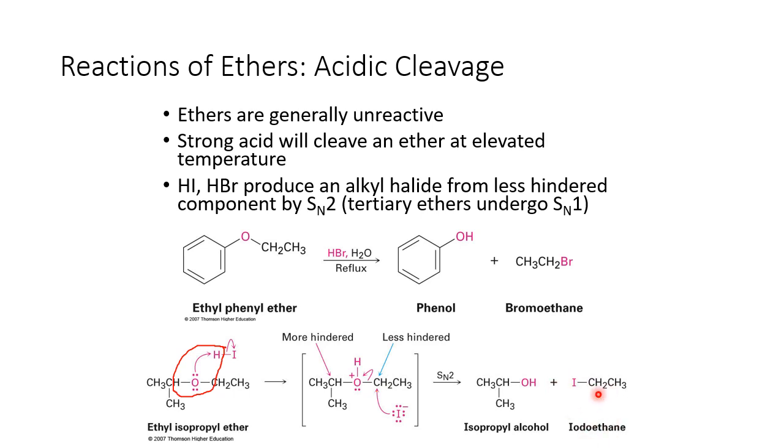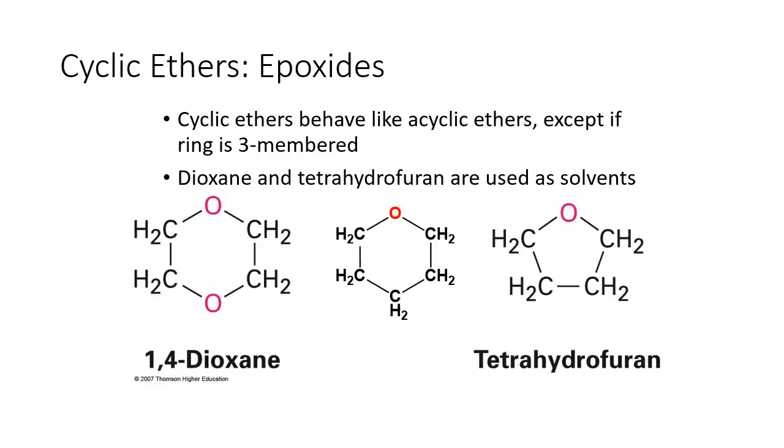The other product, if you want to think about it, is if the attack happened on the isopropyl. Of course this won't happen because it's the more hindered carbon, but as we said, it would give isopropyl iodide plus ethanol. This won't happen, I'm just saying imagine if it did. So the product we get is iodoethane plus isopropyl alcohol, because the attack of the iodine happens from the less sterically hindered side. It's very important to know and understand this as well.